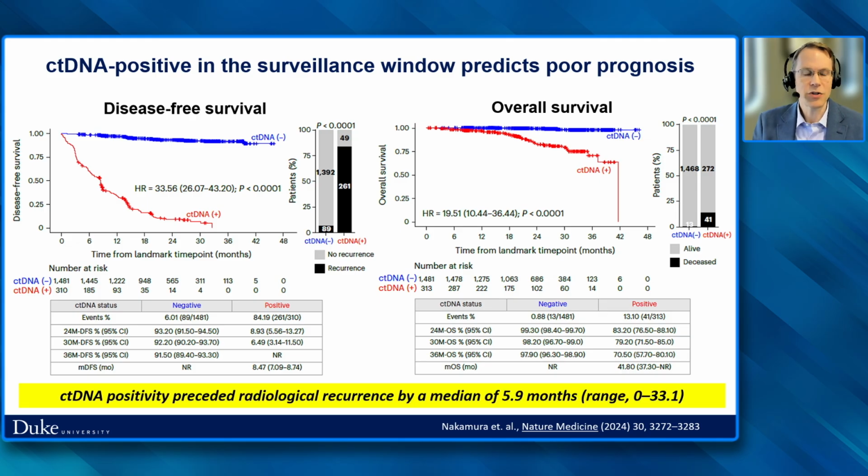So then the next question is, if I get a positive result and I see nothing on a scan, how long will it take me to see something on a scan? And in this data set out of Galaxy Japan using the tumor-informed test, the ctDNA positivity preceded radiologic recurrence by a median of 5.9 months.